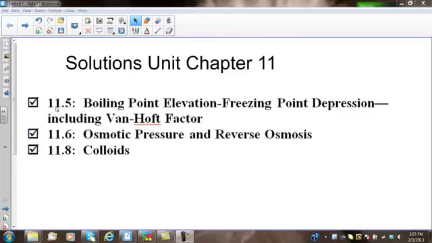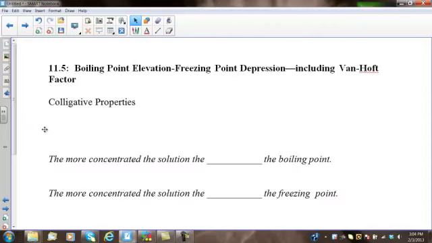Okay, so this is the end of Chapter 11 on solutions. This lesson will cover Chapter 11 sections 11.5 through 11.8. We're going to talk about boiling point elevation, freezing point depression, including the Van't Hoff factor, osmotic pressure and reverse osmosis, and colloids. So let's get started.